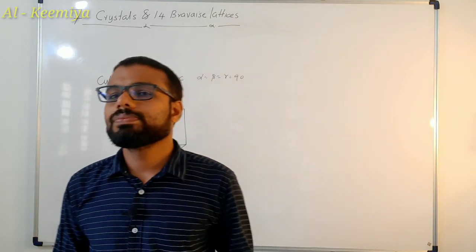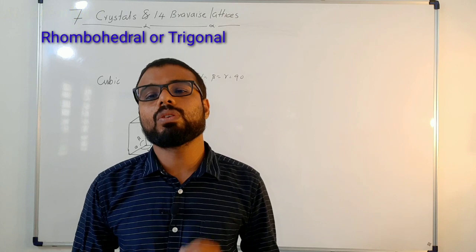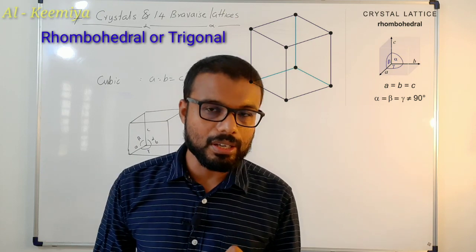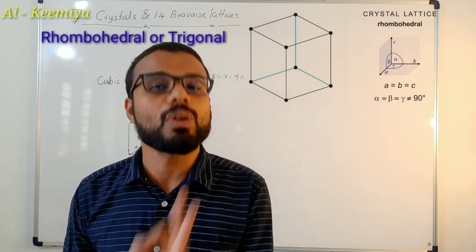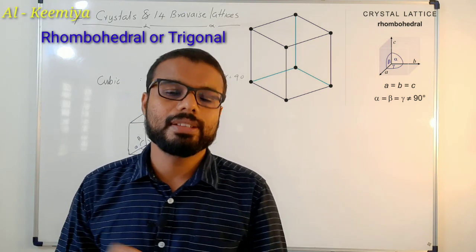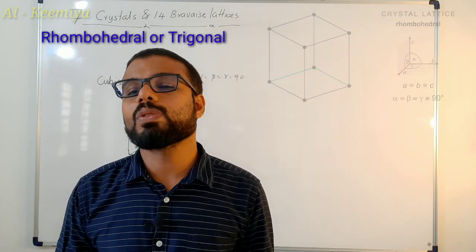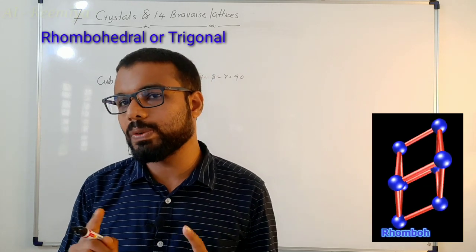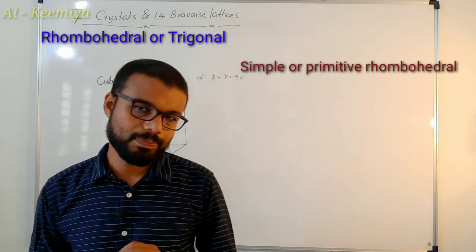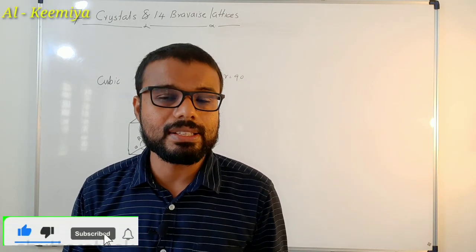Now next one, what? Rhombohedral or trigonal. In rhombohedral or trigonal, A is equal to B is equal to C, alpha is equal to beta is equal to gamma not equal to 90. This is called rhombohedral or trigonal. In this type also we have only one type of space lattice or unit cell, that is simple or primitive. So, okay. Next one is what? Next crystal system is what?